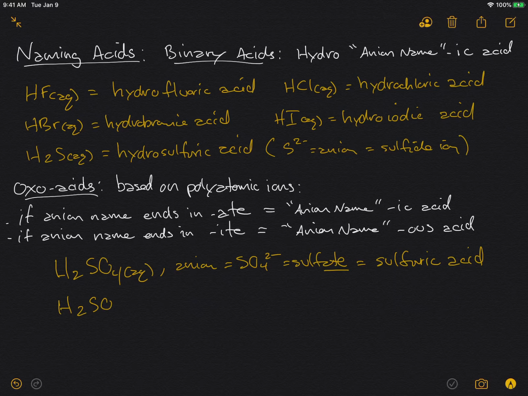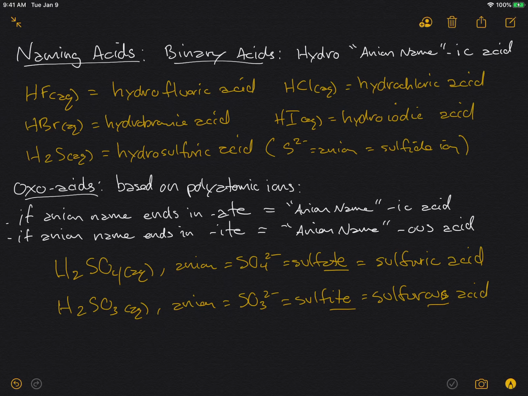Another example is H2SO3. The anion in this case is SO3 2-. So that polyatomic ion is called sulfite. And so since that ends in ite, this one is going to be called sulfurous acid. So now you've got the ous ending.